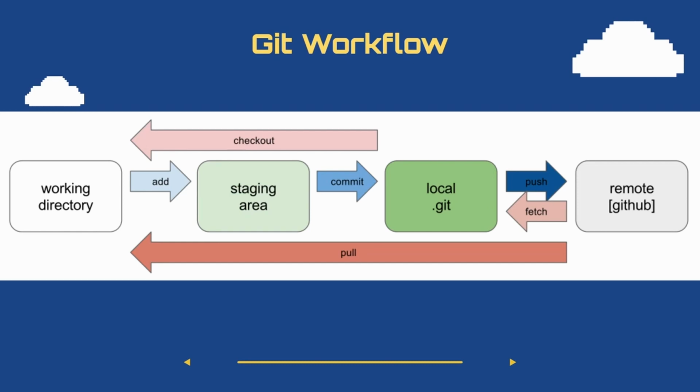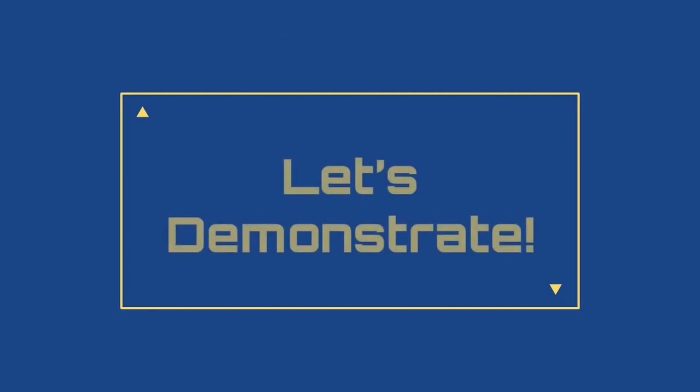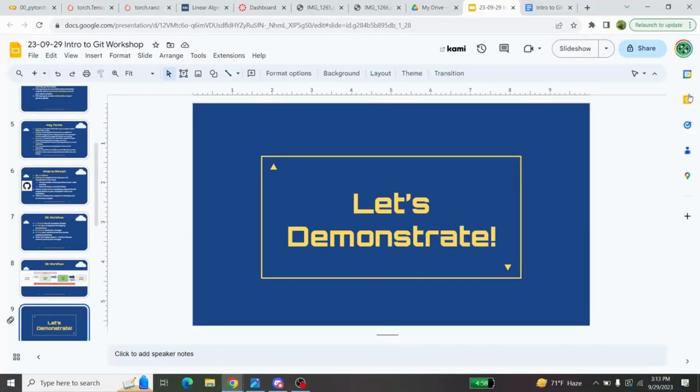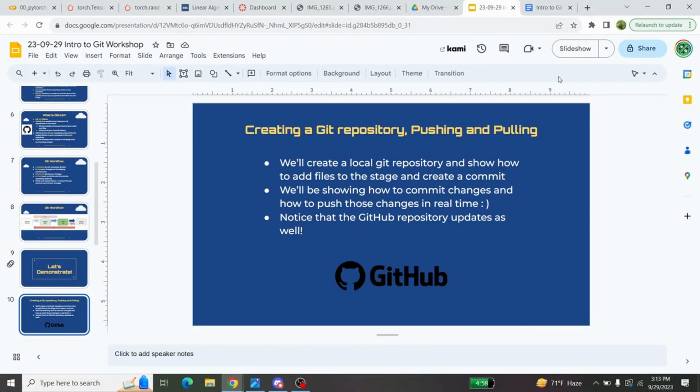And with all that said, let's demonstrate. We're gonna show you guys a live example of what we're talking about. Okay, so we're gonna create a local Git repository and show you how to add files and create a commit and all that. We will show you how to commit changes with the command line, and also show you how to set up a GitHub repository. And if you're somebody who managed to install Git on your machine and get a GitHub account already, then you can try and follow along.